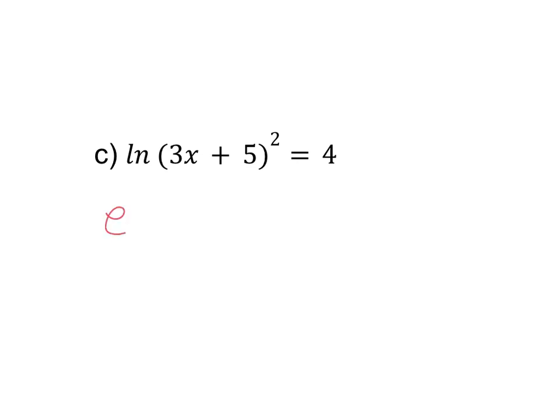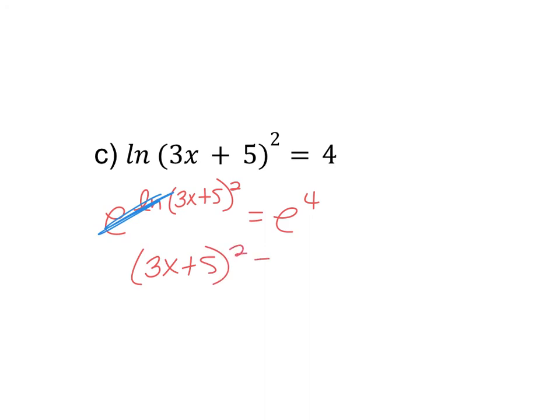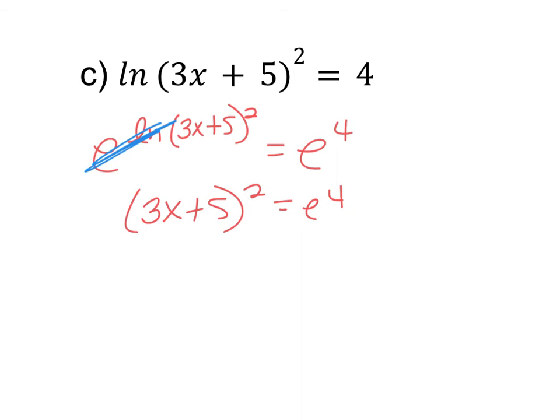So I'm going to do e to the natural log of 3x plus 5 squared. Don't forget your square. Don't leave it off. Equals e to the 4. Those cancel, right? So now I have 3x plus 5 quantity squared equals e to the 4th. Okay, here we go. What do you think I would do next?